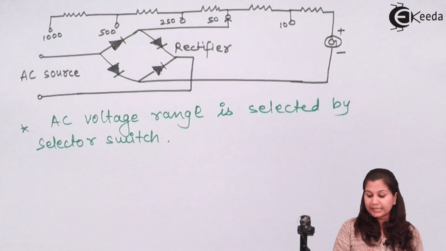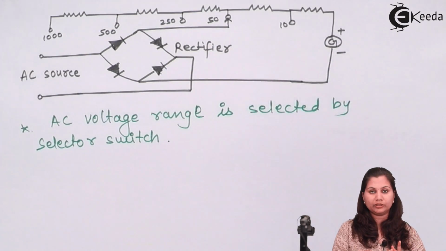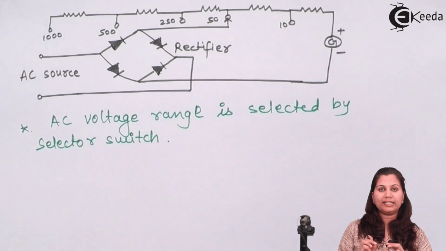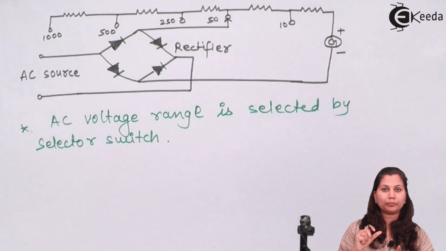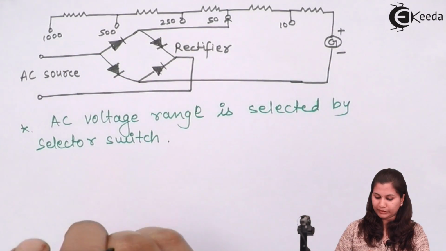So when AC voltage measurements are to be done, then again we have the two leads. One lead is connected with the common point and the other lead is connected with the voltage selection range. And we have to put the knob on the AC voltage measurement so that AC measurements can be done with it.